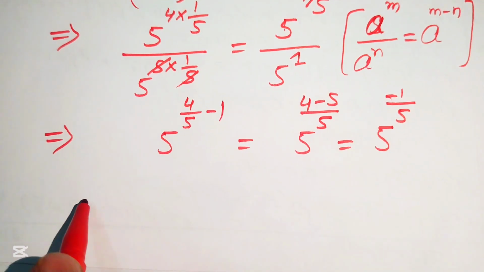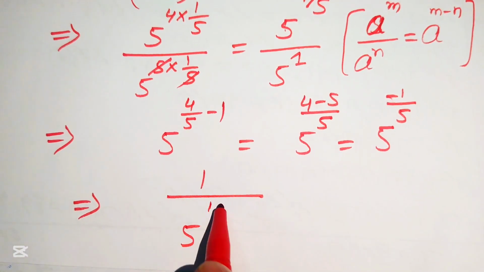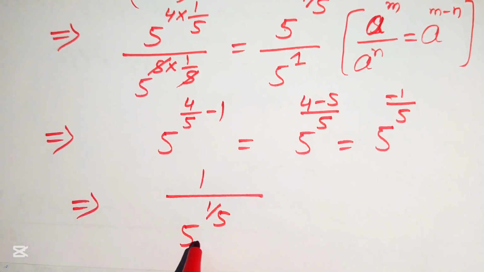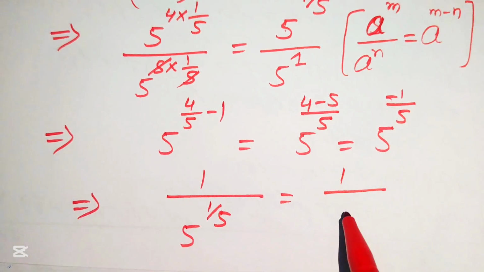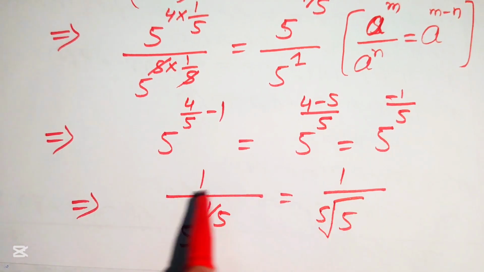Now we move this minus 1 over 5 to the denominator, and it will be written as 1 over 5 to the power of 1 over 5. This is the exponential form, and we can write it in radical form in this way: 1 over the fifth root of 5.